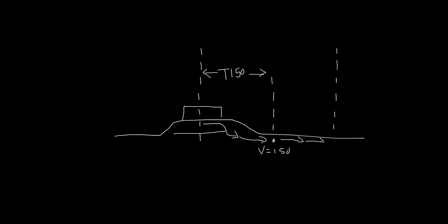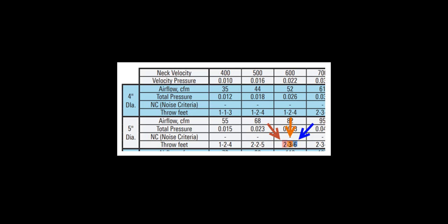That jet continues on and gets down to 100 feet per minute. That's defined as the T100, or the throw value at 100 feet per minute. In manufacturer's data, there are typically three numbers that are published: a 150 feet per minute, a 100 feet per minute, and a 50 feet per minute.